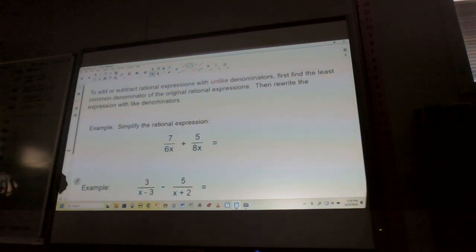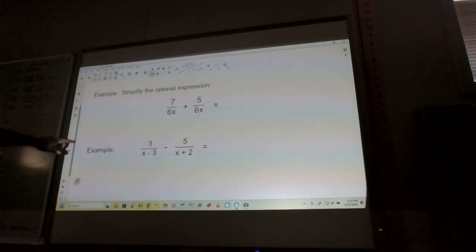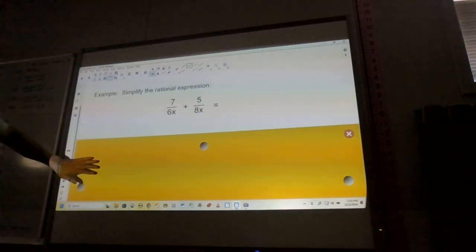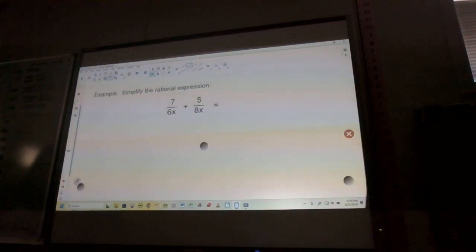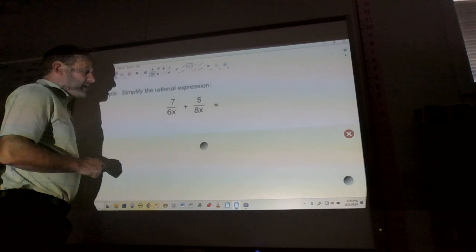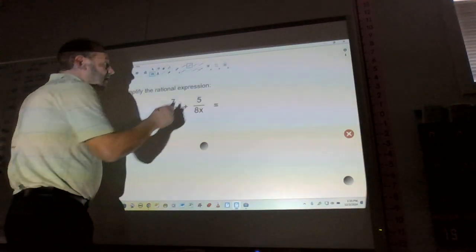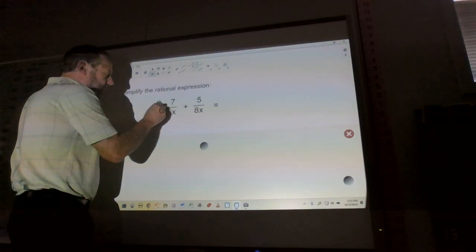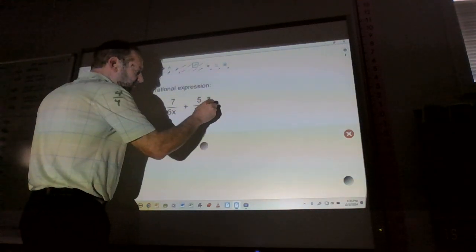Now if they have unlike denominators, first we need to find the least common denominator of the original rational expressions and then rewrite them with common denominators. For example, 7 over 6x plus 5 over 8x. I'd like to get a common denominator. They both have an x. 24 would be a good common denominator. So I'm going to multiply this by 4 over 4 and this by 3 over 3.